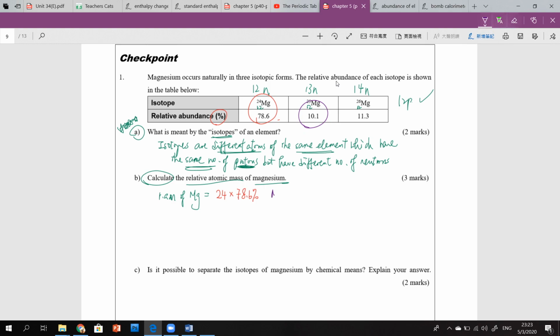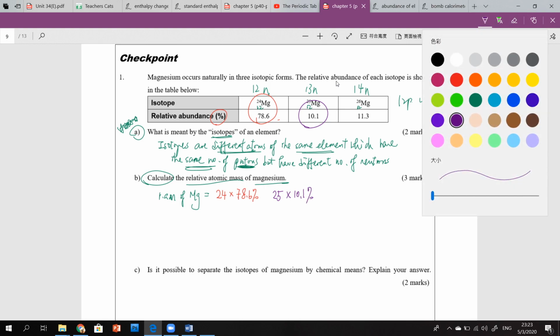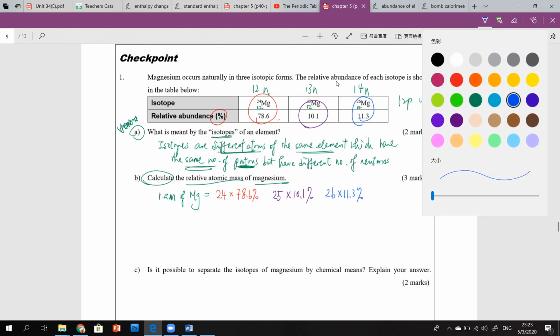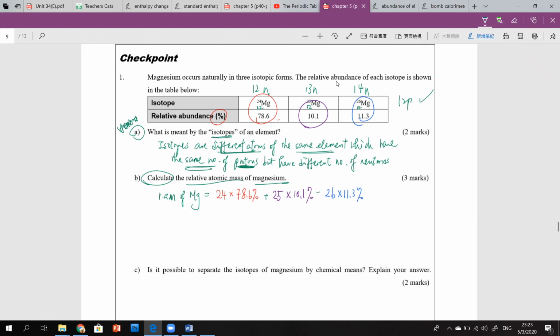Magnesium-25. So 25 times 10.1%. And what's next is magnesium-26, okay? 26 times 11.3%. So remember, what is that? Weighted average, so you make a plus here. Only by having this do I calculate up to 100%, right? You can get what I mean. So we have got 24.3.